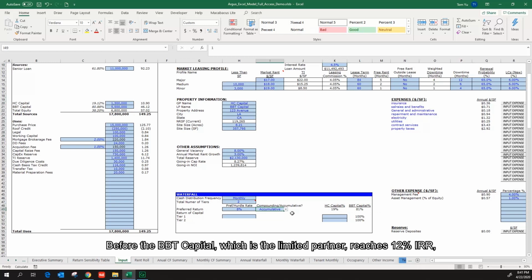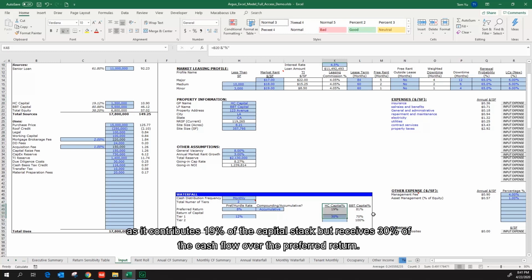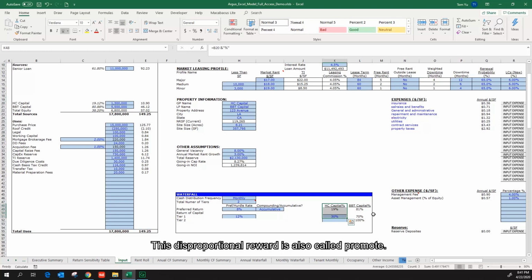Before the BBT Capital, which is the limited partner, reaches 12% IRR, the cash flow is split 30-70 between the general partner and the limited partner. I can see the HC Capital is being disproportionately rewarded, as it contributes 19% of the capital stack but receives 30% of the cash flow over the preferred return. This disproportional reward is also called promote.